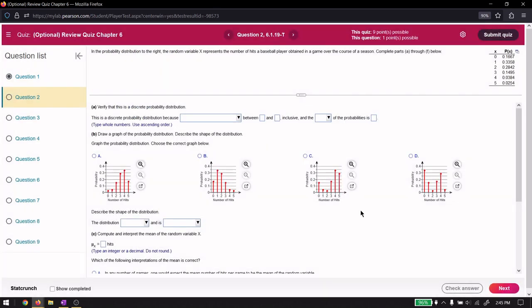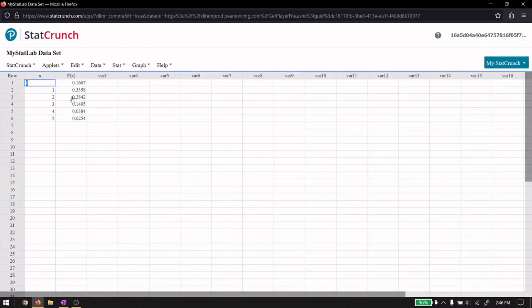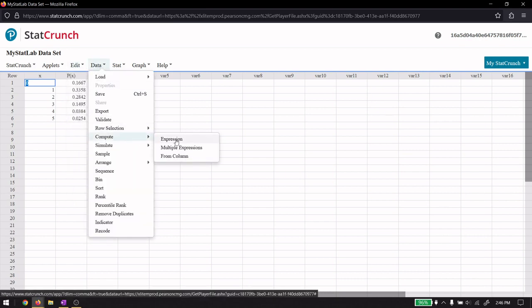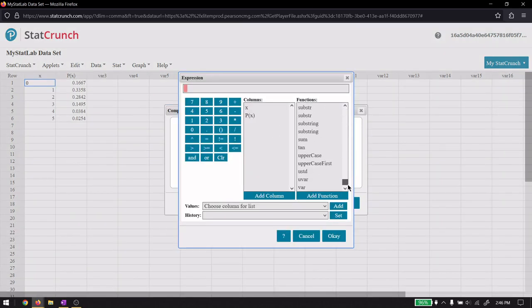Okay. For this next problem, we have a probability distribution already noted here, and it represents the number of hits a baseball player obtained in a game over the course of a season. Okay. So we have to verify that this is a discrete probability distribution. In other words, we need to verify that all these values are between 0 and 1, which they are, and that the sum of all these values adds up to 1. Well, that's easy to do. Just compute the expression. And all we're going to do here is sum up over this entire column, right? Those are all the probabilities.